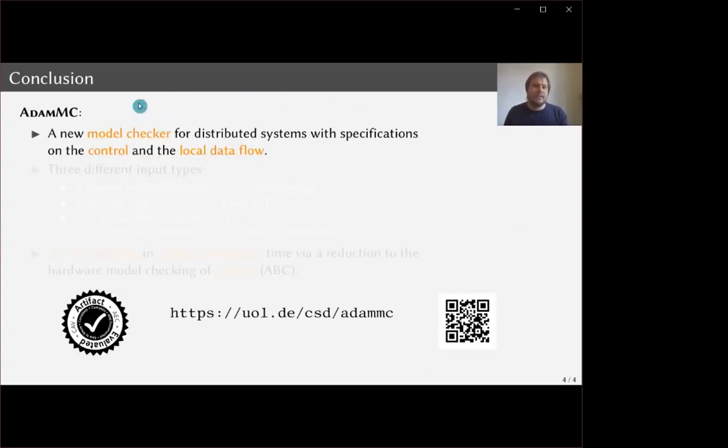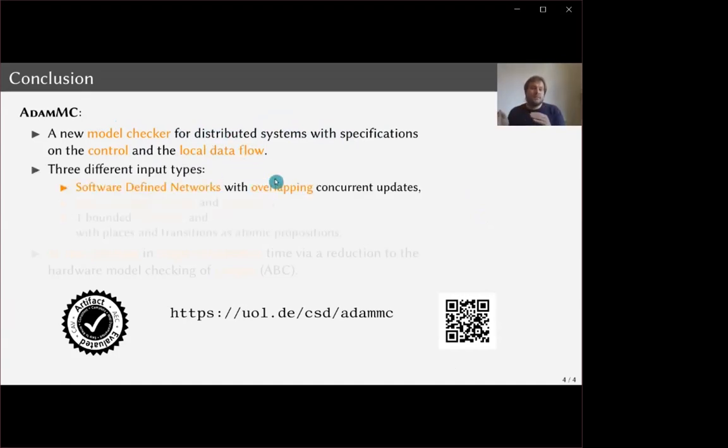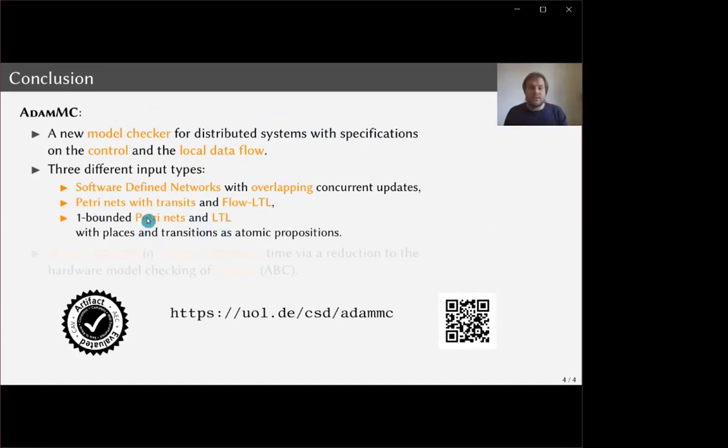So to conclude, AdamMC is a new model checker for distributed systems with specifications on the control and the local data flow part. We allow for 3 different kinds of input types. We have, on the one hand, the software-defined networks with the overlapping concurrent updates. We saw the more general model, the Petri net with transits and flow LTL. And we can also solve Petri nets against LTL with places and transitions as atomic propositions. All this is doable in single exponential time with the help of ABC. And our tool is open source and freely available to download.